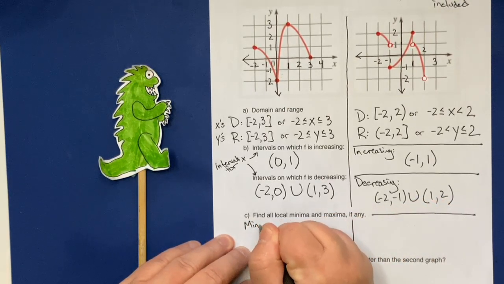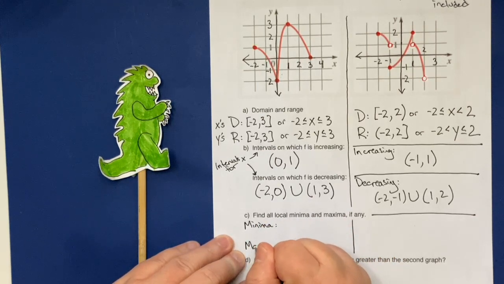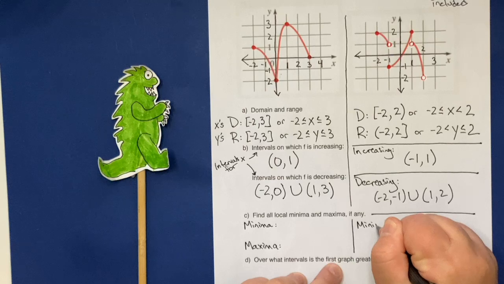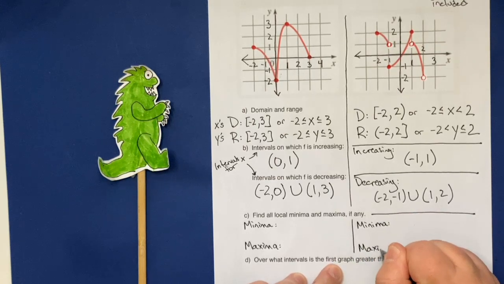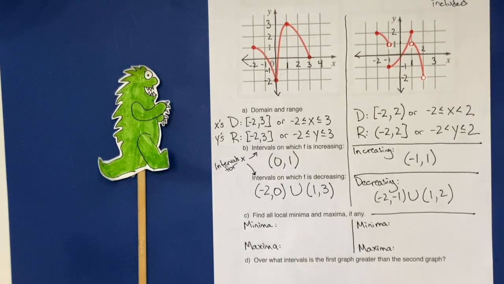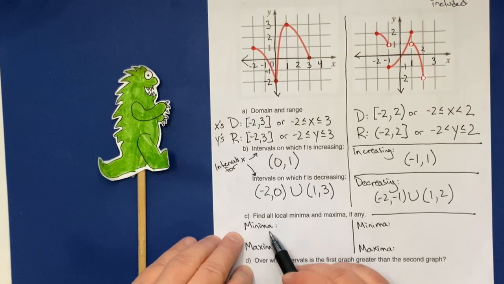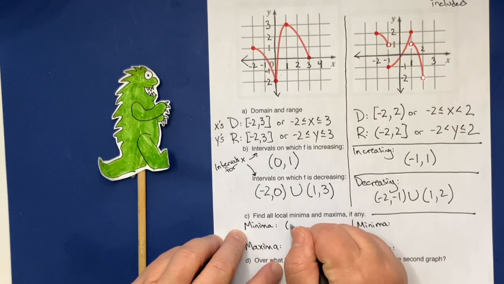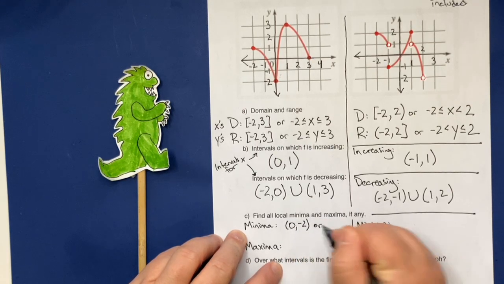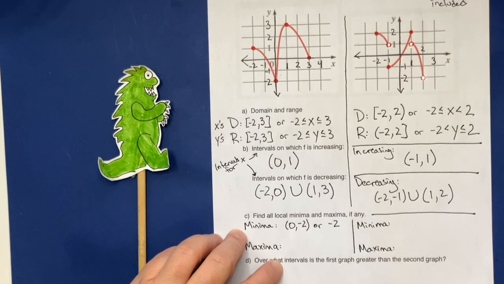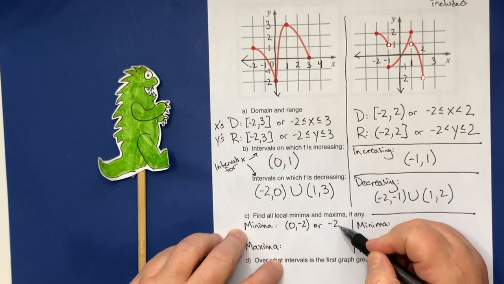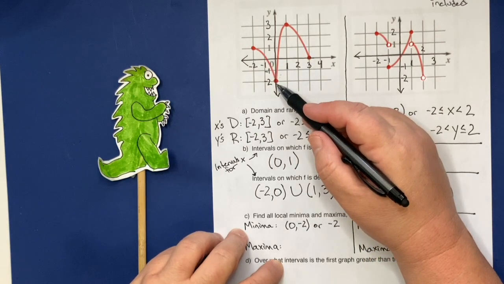So minima, maxima. Now this one gets a little bit tricksy because sometimes it may be that they want the whole point and sometimes they just want the y value. Let me show you what I mean. For the minima, I see a very low point here, that point right there. So that would be at the point 0, -2, or it may be that they just want the y value. Does that make sense? So they may want the whole point because there's a minimum right there at that point, or they may just want the y value. The minimum there is y equals -2.